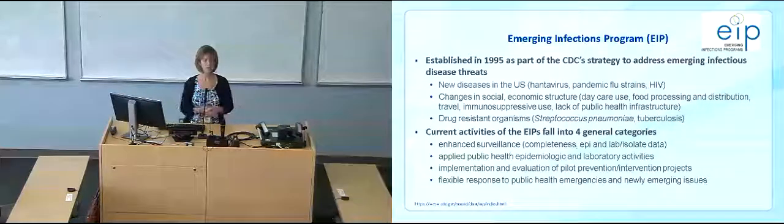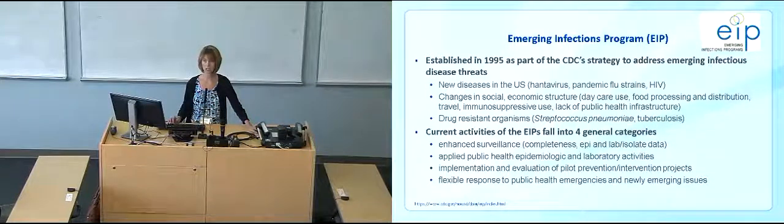So the history of EIP really started in the early 90s, and there was this Institute of Medicine report in 1992 that was about emerging infectious threats. And they were pretty concerned. They thought that we really weren't doing enough to address emerging infectious threats. And so CDC developed this plan, and part of CDC's plan was to develop the Emerging Infections Program. The concerns were that we were seeing new diseases. There was the thought that we will see additional new diseases. We had seen hantavirus. There's always a concern about pandemic flu. We had seen HIV appear in the relative recent past.